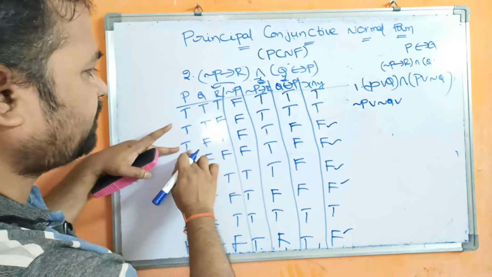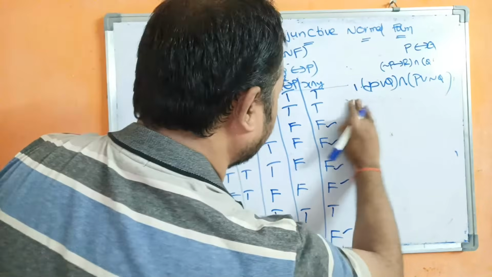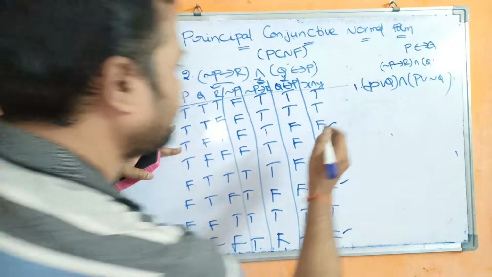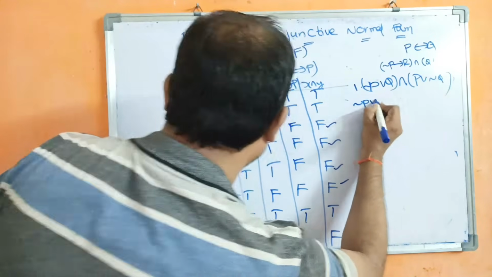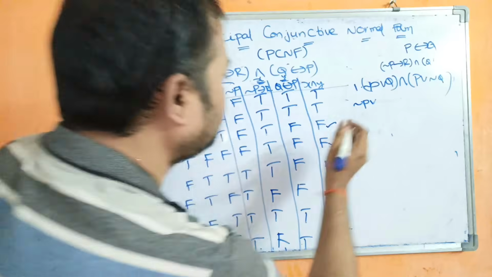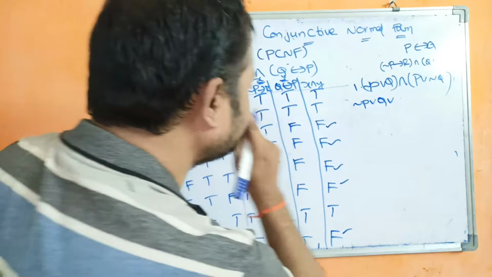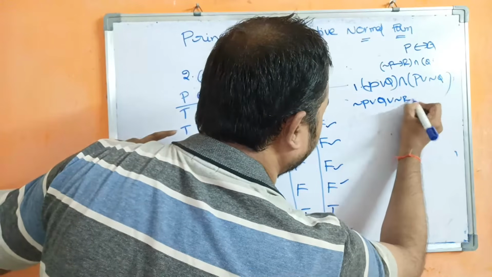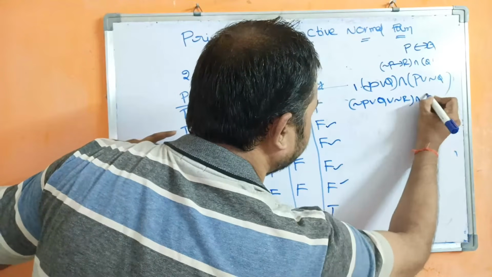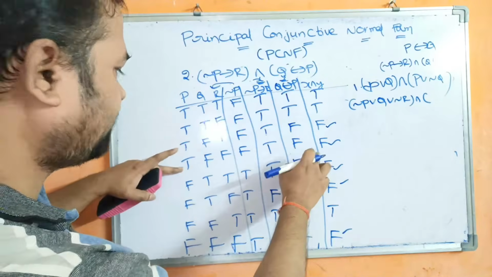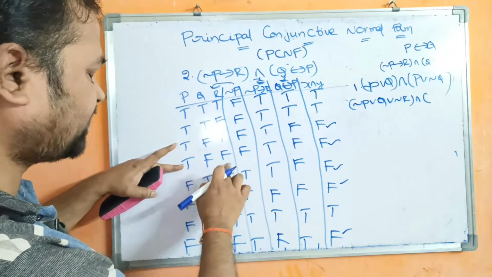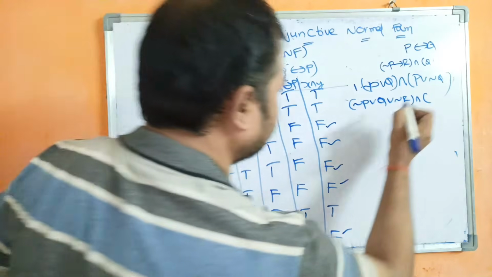I'm sorry, this combination, third column. Okay. So what is the third column? So negation P or, so false is changed to true, or Q, or here we have true. So true is changed to false. So negation P or, and what is the second combination? This combination, true false false. So true is changed to false.